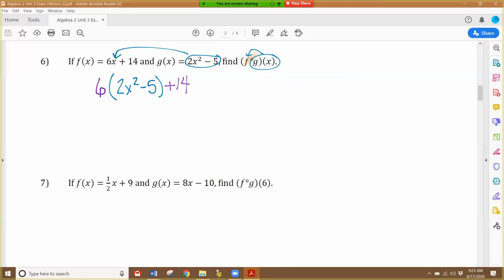Then we're just going to simplify. Well, to simplify this, we need to distribute the 6. So 6 times 2x squared is 12x squared. 6 times -5 is -30. Bring down the plus 14. To simplify this, all you've got to do is combine like terms right here. So 12x squared minus 16 would be my final answer.